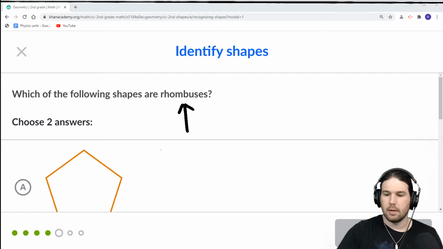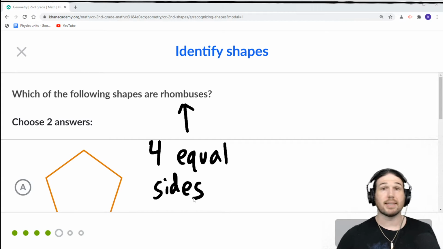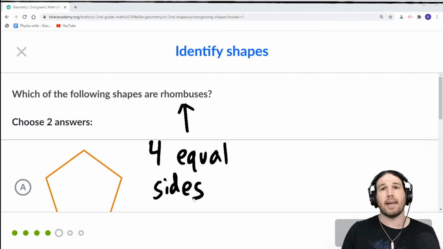A rhombus means four equal sides. Yes, if you're thinking right now, wait a second, don't squares have equal sides? The answer is yes, yes, yes. A square is also a type of rhombus. In fact, a square is sort of the intersection between a rectangle and a rhombus.